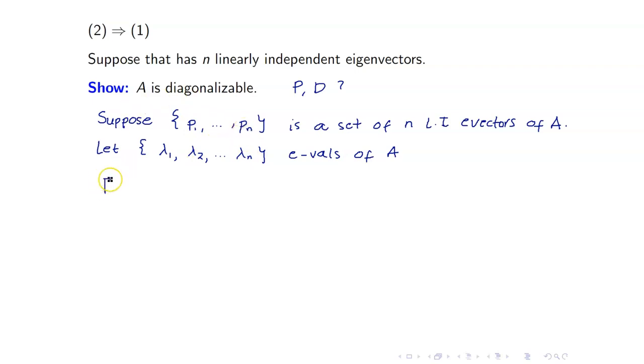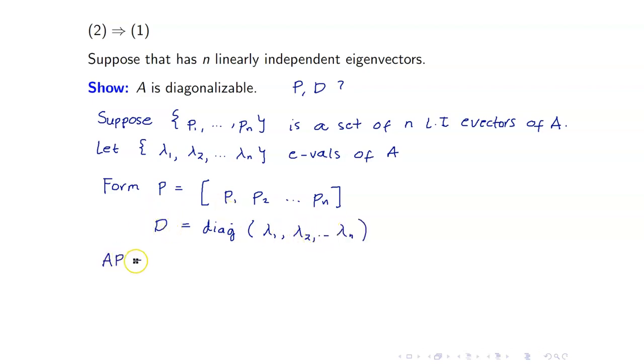We will now form our matrices P and D. We will form the matrix P, whose columns are your linearly independent eigenvectors. And your matrix D is the diagonal matrix whose entries are lambda 1, lambda 2, up to lambda n. Then what is AP? AP is equal to A times P1, P2, up to Pn, which is the same as AP1, up to APn.